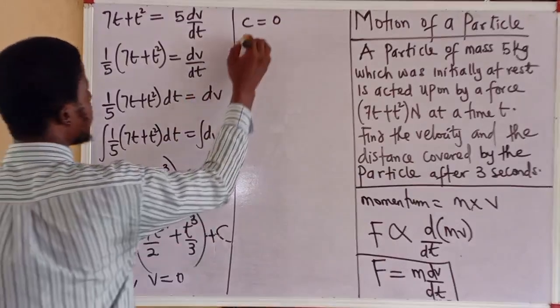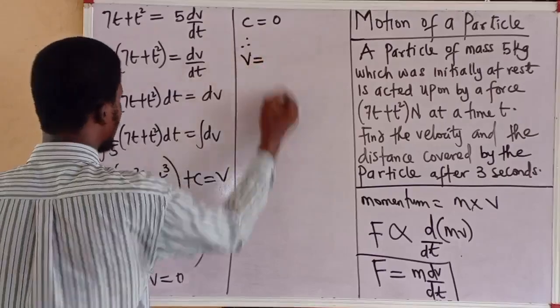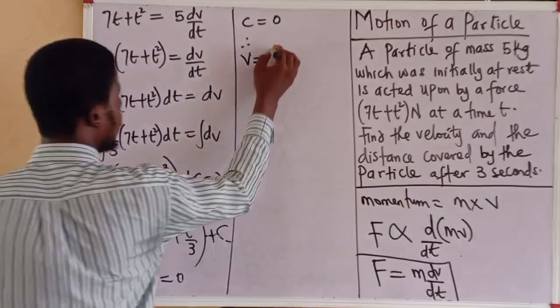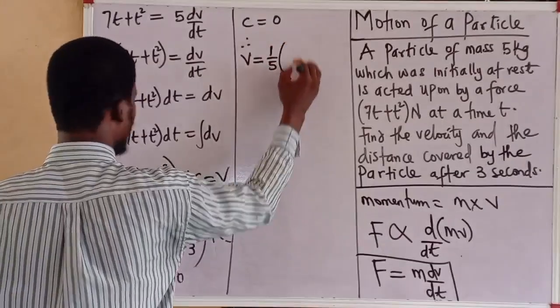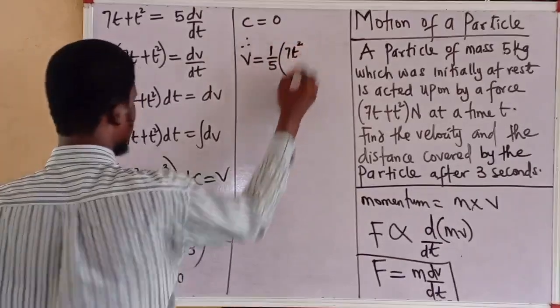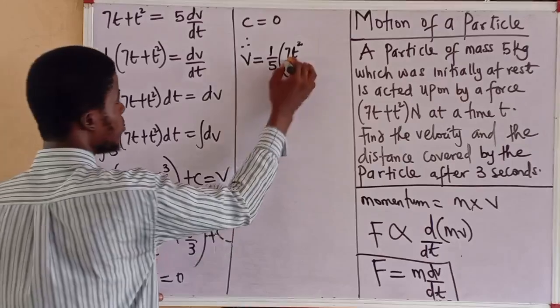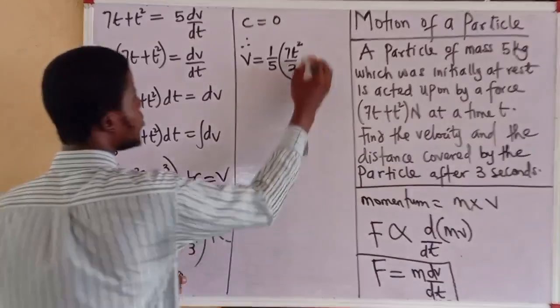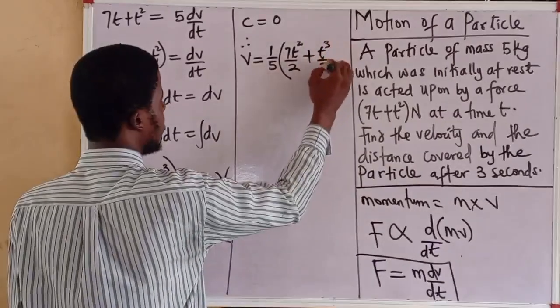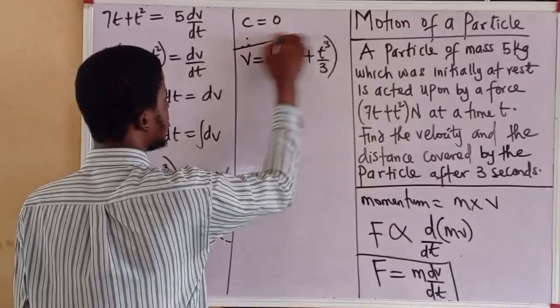So therefore, the velocity of the particle at any time t is 1/5 into 7t squared upon 2 plus t cubed upon 3. This is it.